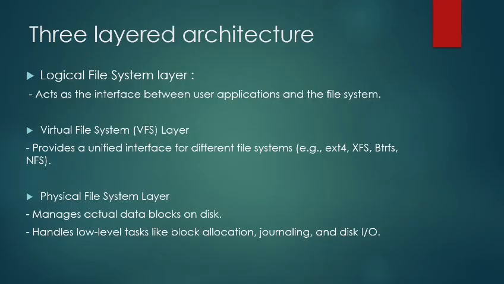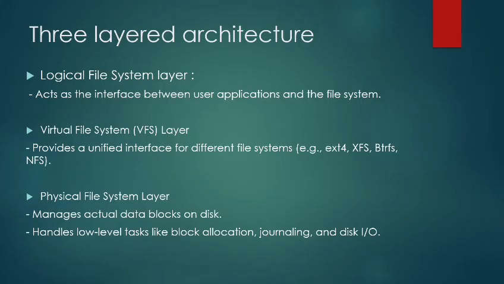Next, we have the virtual file system layer. It provides a unified interface for different file systems. We have different types of file systems, and in one server we can have different types of file systems. All of them can be managed simultaneously with the help of this virtual file system layer. It allows Linux to support multiple file systems simultaneously. This is the main function of the virtual file system layer.